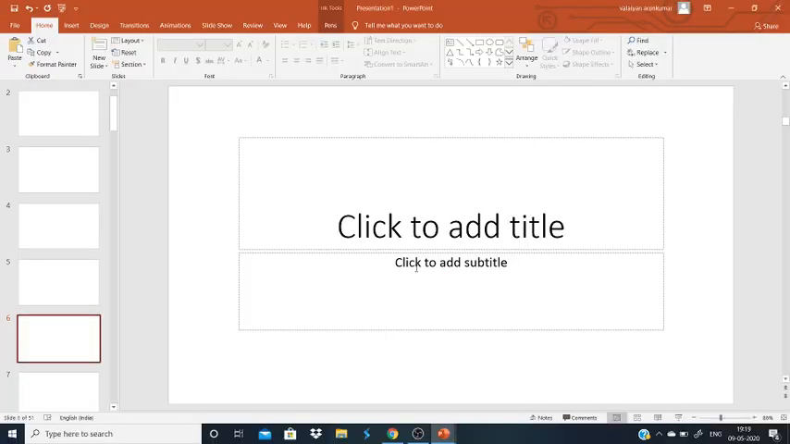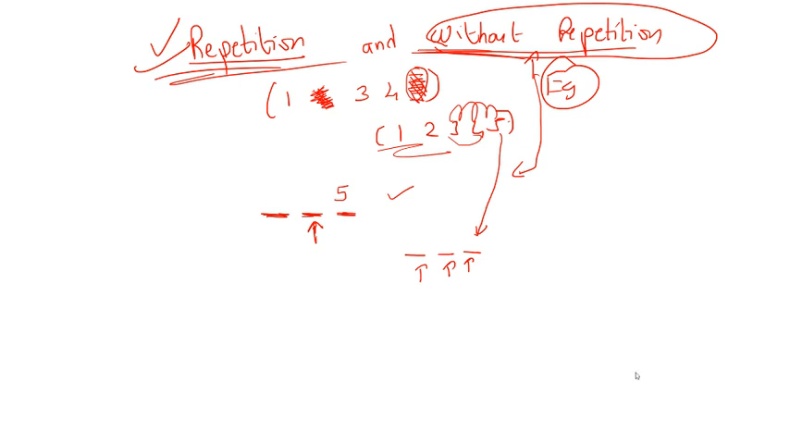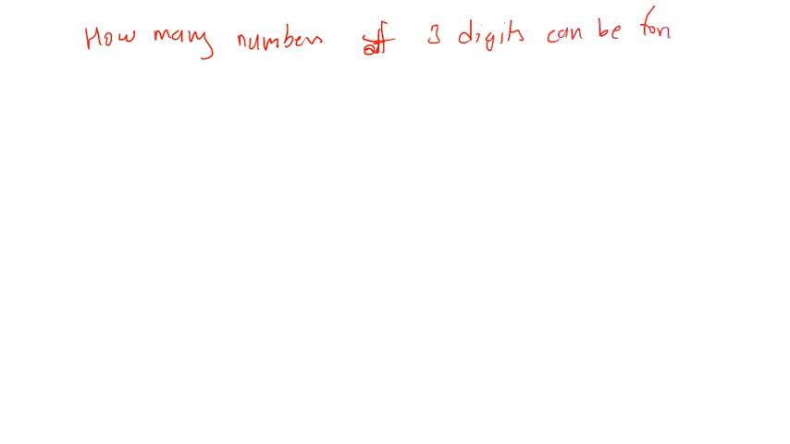Now we'll go on to the question. In how many possible ways? Just a minute. The question is: how many numbers of three digits can be formed with the digits 1, 2, 3, 4, 5, repetition allowed. I am allowing you repetition. I have just told you this now. Repetition allowed.